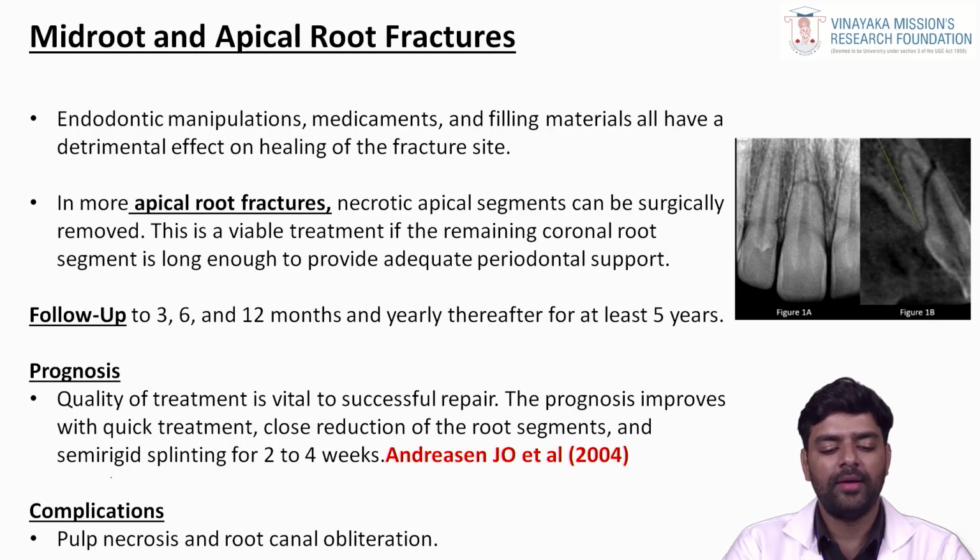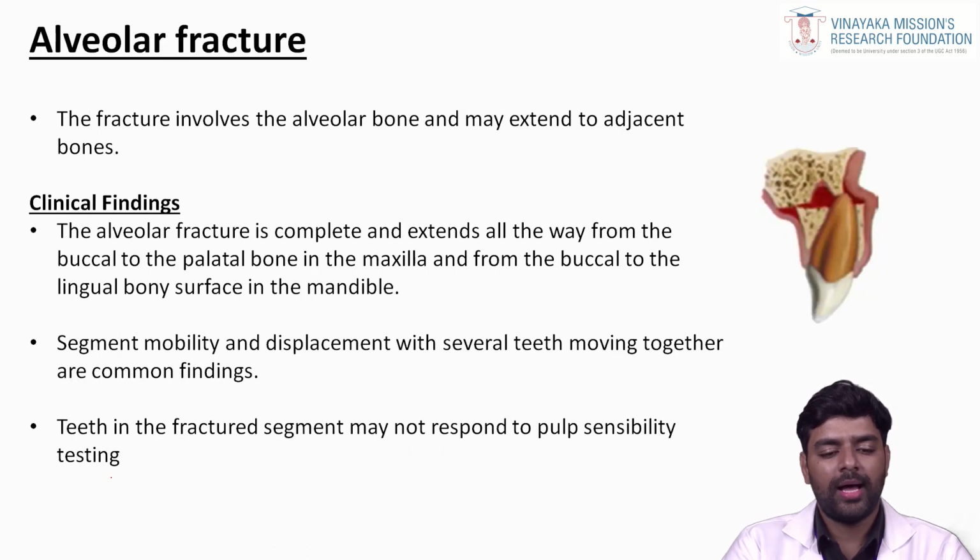Then follow-up should be at 3 to 12 months and yearly. At least 5 years of follow-up is mandatory. Prognosis is based on the quality of treatment, which is vital to successful repair. Prognosis improves with quick treatment and close reduction of the root segment, and semi-rigid splinting should be used for at least 2 to 4 weeks. Complications are mostly pulp necrosis and root canal obliteration. Then alveolar fractures: the fracture involves the alveolar bone and may extend to the adjacent bones.